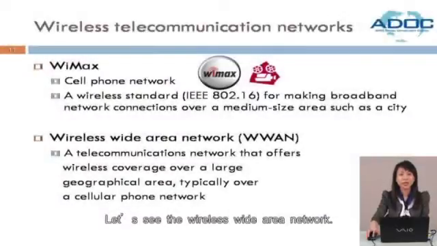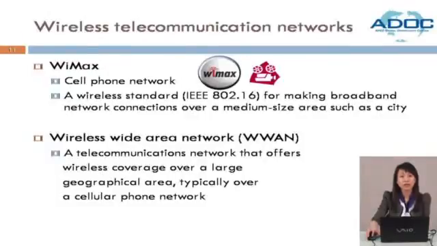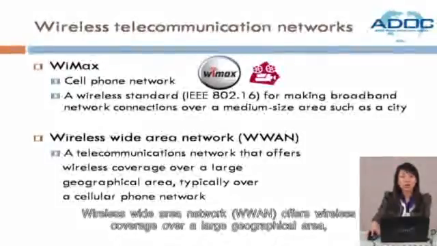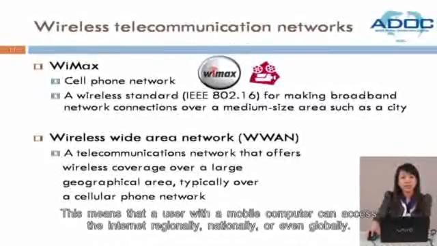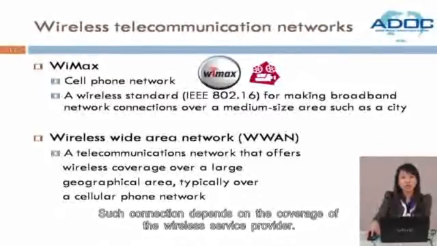Let's see the wireless wide area network. A wireless wide area network offers wireless coverage over a large geographical area, typically over a cellular phone network. This means that a user with a mobile computer can access the Internet regionally, nationally, or even globally. Such connection depends on the coverage of the wireless service provider.